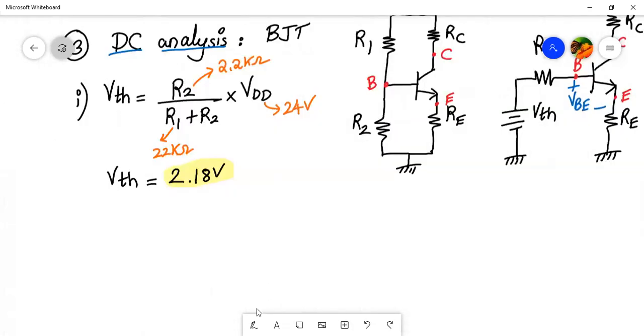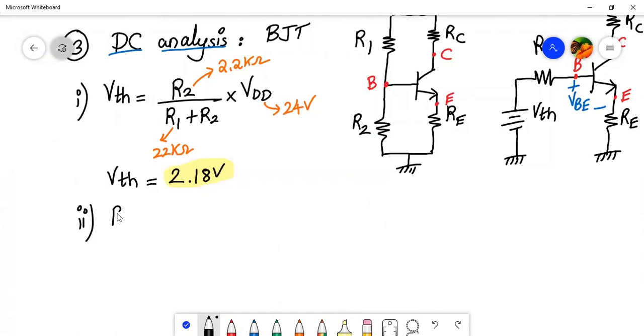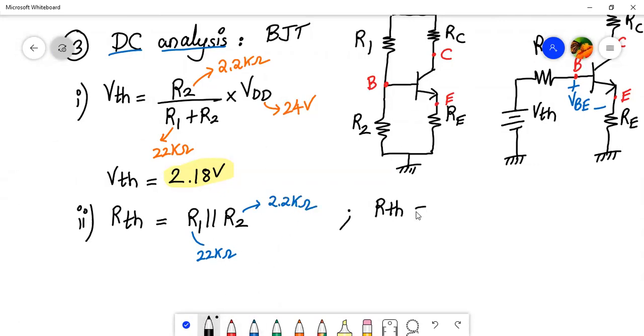Okay. Next, we will calculate the value of RTH. So RTH is nothing but R1 parallel to R2, and R1 is, as we said just now, 22 kilo ohm, and R2 is 2.2 kilo ohm. So therefore, if you calculate in your calculator, your R1 parallel to R2 will come out to be 2 kilo ohm. Okay, so that's the value of RTH we get.